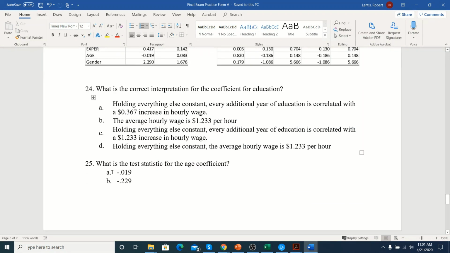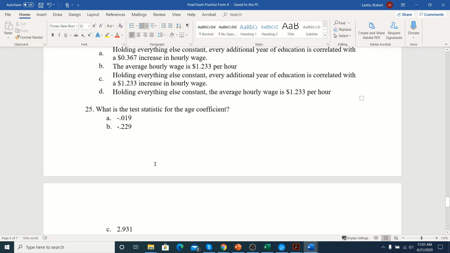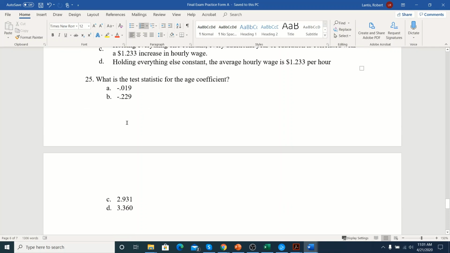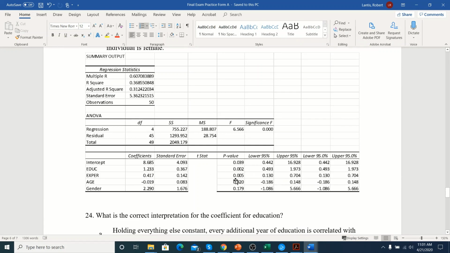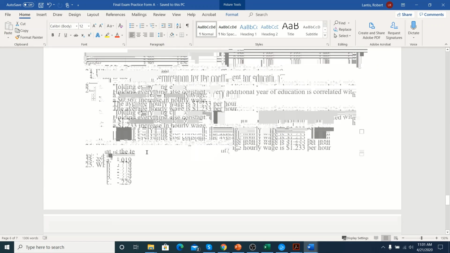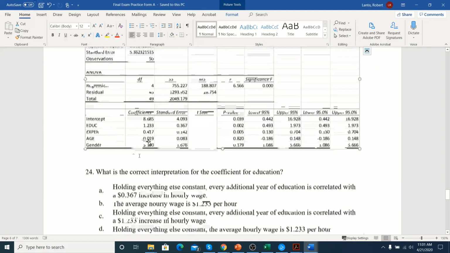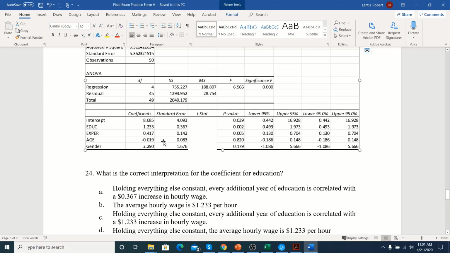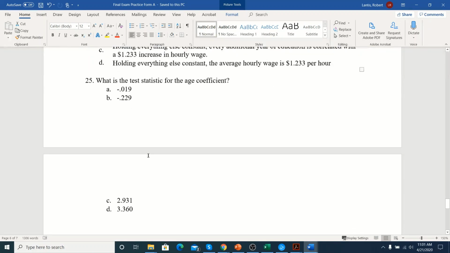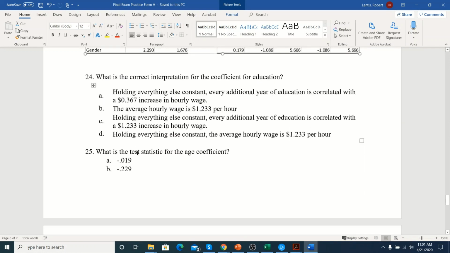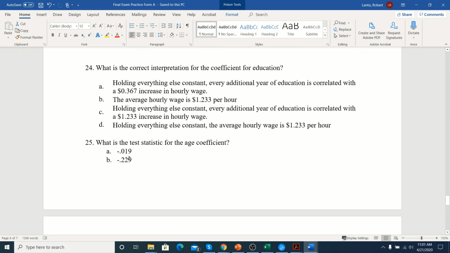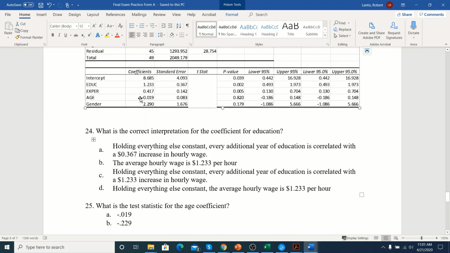So if we go down to one like 25, what's the test statistic for the age coefficient? Well, if we looked at what I did yesterday with this regression output, I actually said in Excel it's pretty easy. I add another column, and all I have to do is take that coefficient and divide it by the standard error, right? So for age, negative 0.019 divided by 0.083 should be what? Right around negative 0.229, right? If I just divide that coefficient by the standard error.